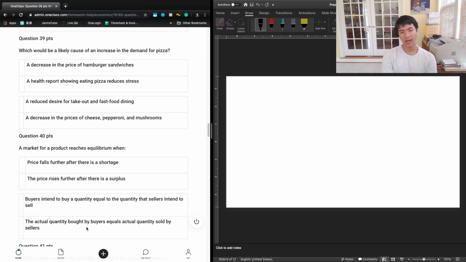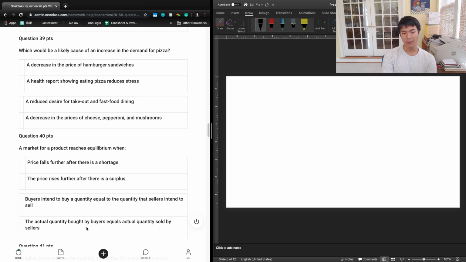And so we're looking for determinants of demand, right? Which one of these is going to cause the quantity demanded of pizza to increase at every single price level? And so let's take a look at each of these answer choices. We're looking for demand determinants. A says a decrease in the price of hamburger sandwiches. So let's assume, I think the intuitive assumption here is that hamburger sandwiches and pizzas are substitutes. You want something for dinner, you want fast food, you can either buy pizza or hamburger sandwiches.